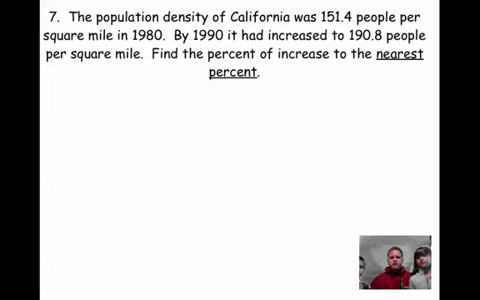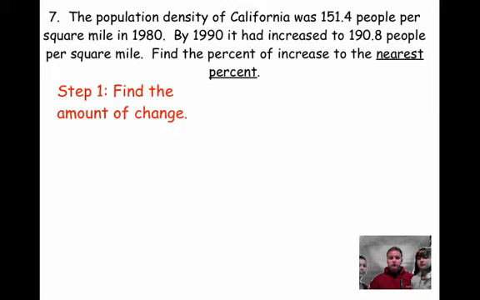The population density of California was 151.4 people per square mile in 1980. By 1990, it had increased to 190.8 people per square mile. Find the percent of increase to the nearest percent. It already tells you if you're increasing or decreasing because it says increased. That's true. You're absolutely right.